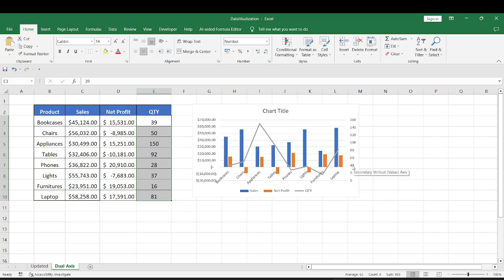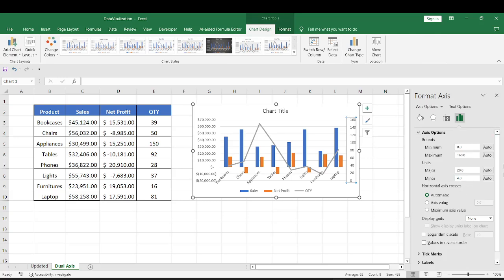To do that, let me click on the secondary axis. And we get a small format axis here. Let me select the negative values here. -20. Now 0 shifted only to one level. So let us make it as -40.